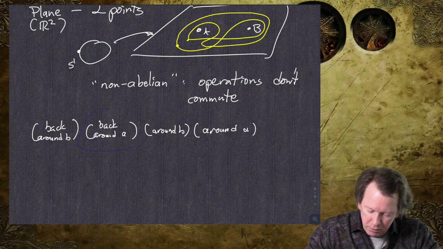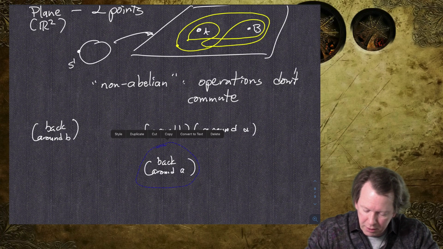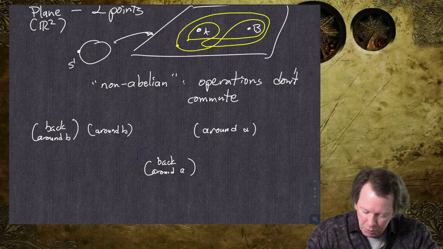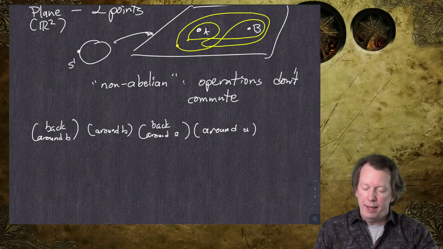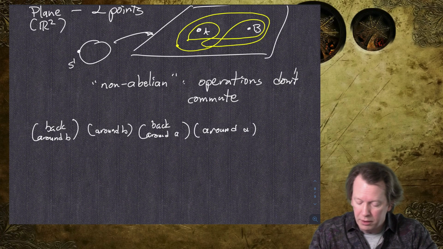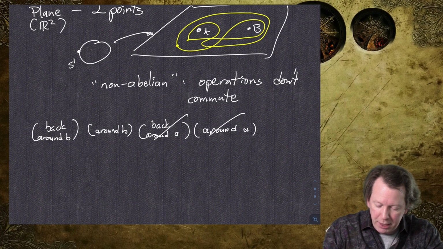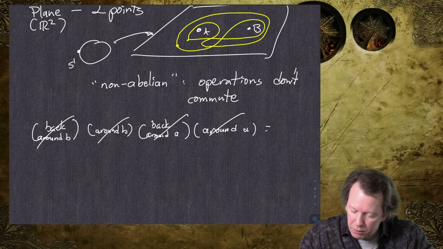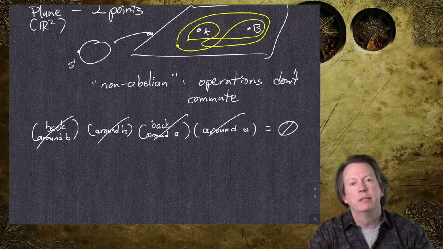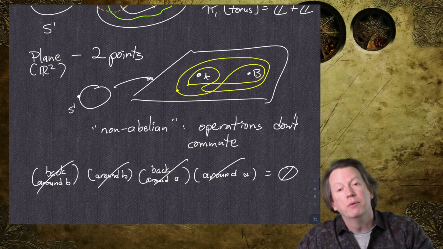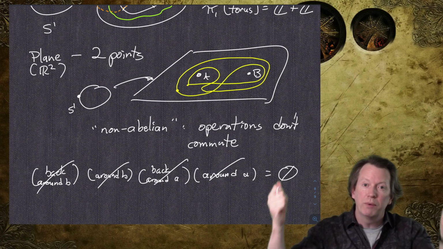I think I can. Move this over here, move this over here, move this over here. Okay. And now, in this order, it's clear that back around A and around A just cancel each other, and back around B and around B just cancel each other. And this is equivalent to doing nothing. But in fact, it's not equivalent to doing nothing because I can't rearrange the order like that.